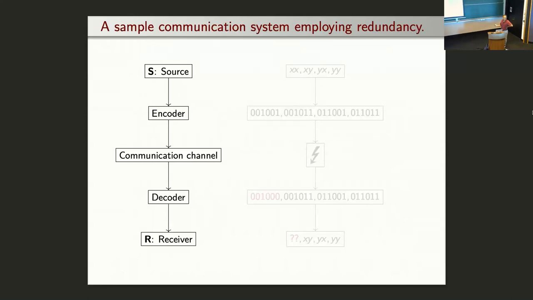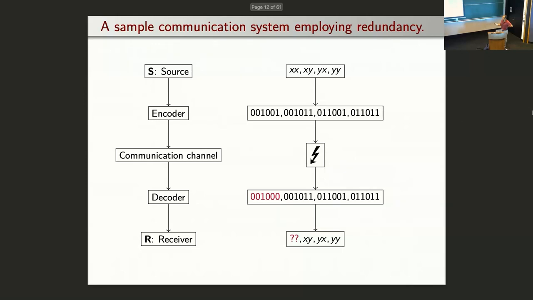We have a source for our message. We encode it, send it through a communication channel, the decoder receives it and decodes, and the receiver gets it. For example, let's say we have our message XX, XY, Y, X, Y, Y. Our encoder encodes it into a sequence of bits and submits it through an adverse information channel, and some of the bits are flipped. We get the wrong sequence, and then the receiver has to figure out what the original message was.